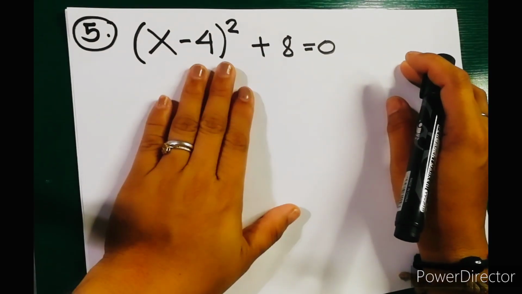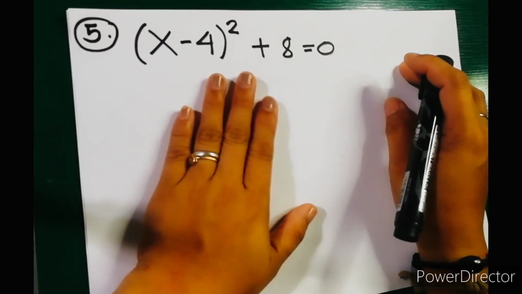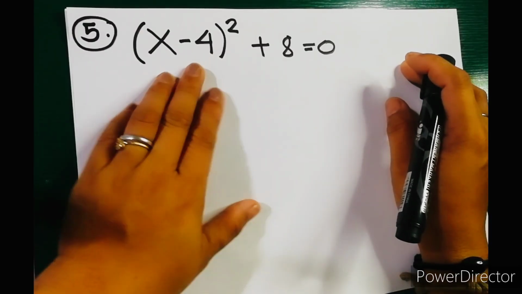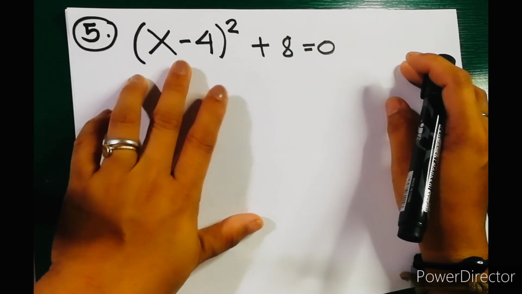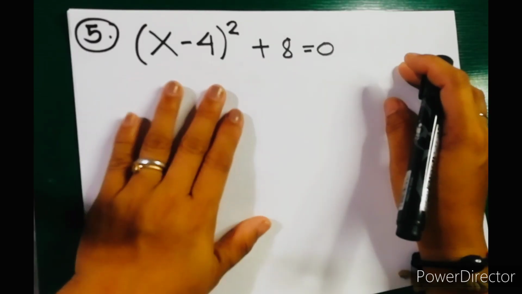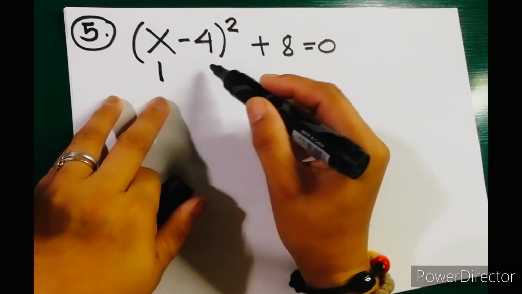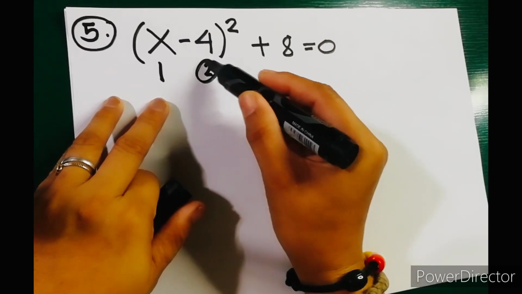So we are dealing here with the square of a binomial. You will get the answer for the square of a binomial from the sum of the square of the first term, twice the product of the two terms, and the square of the last term. So in this binomial, your first term is x, and your second term is negative 4.